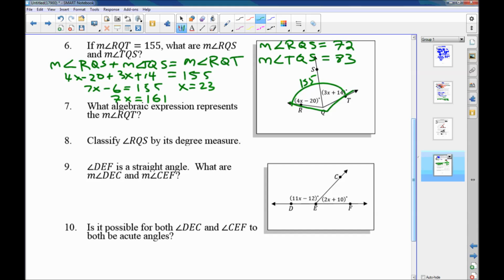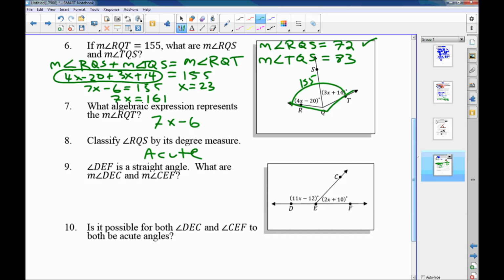All right? So what algebraic expression represents the measure of RQT? And we've already found that. We knew that these two algebraic expressions added together made RQT. So when we combined them, we got 7x minus 6. Okay. Classify angle RQS by its degree measure. RQS was 72. So this is an acute angle.